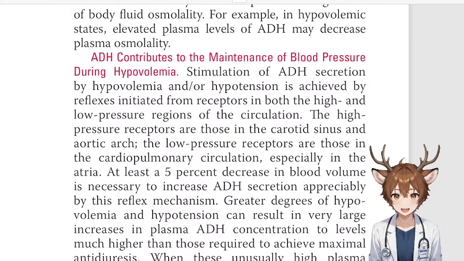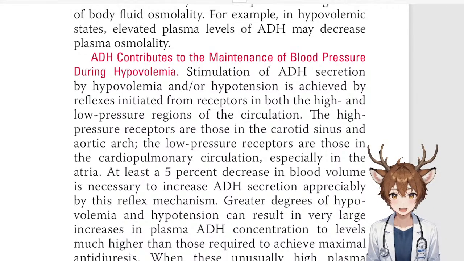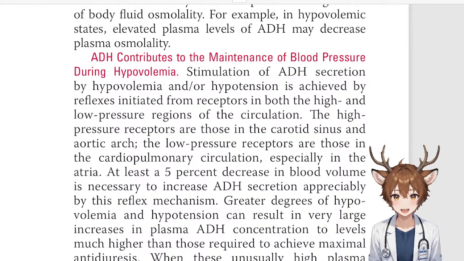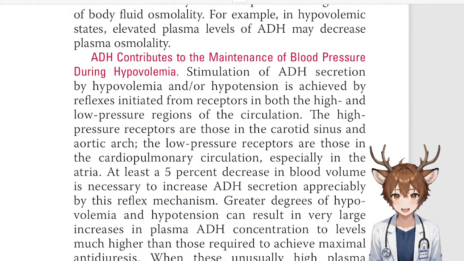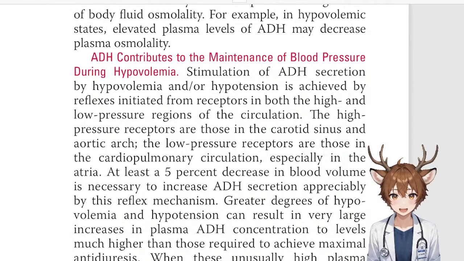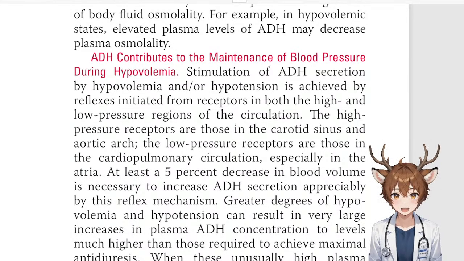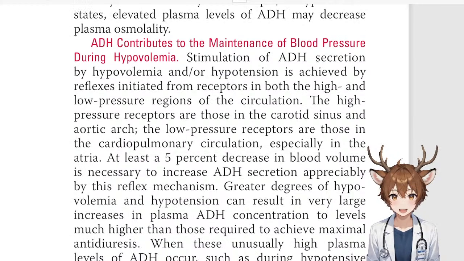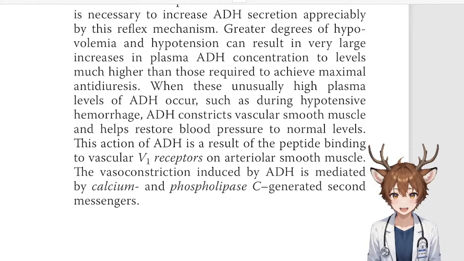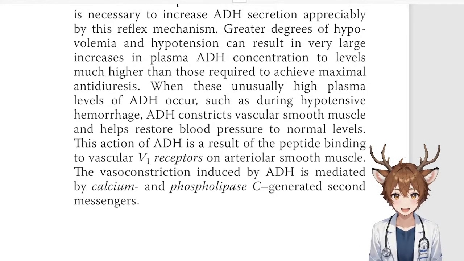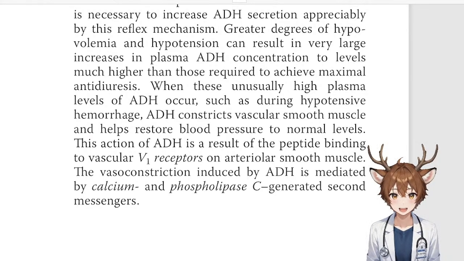At least a 5% decrease in blood volume is necessary to increase ADH secretion appreciably by this reflex mechanism. Greater degrees of hypovolemia and hypotension can result in very large increases in plasma ADH concentration, to levels much higher than those required to achieve maximal antidiuresis. When these unusually high plasma levels of ADH occur, such as during hypotensive hemorrhage, ADH constricts vascular smooth muscle and helps restore blood pressure to normal levels.